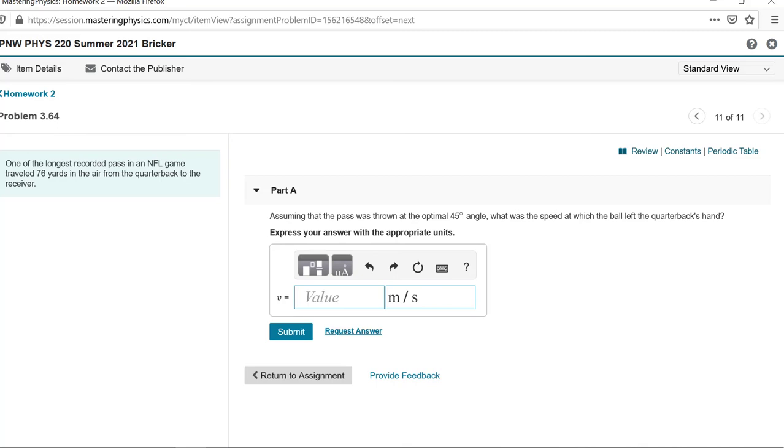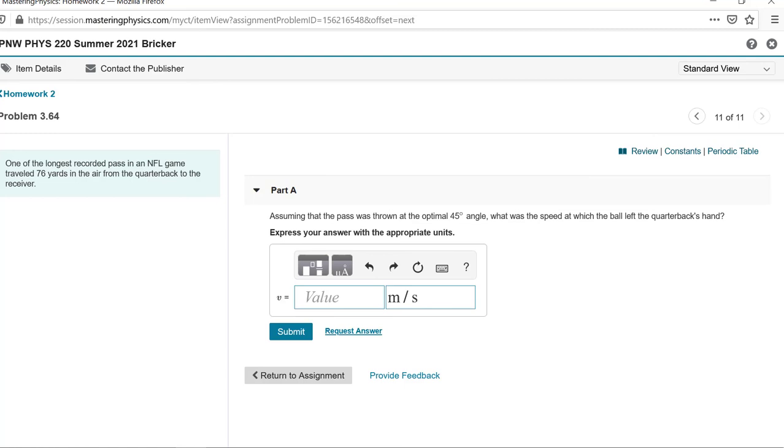Okay, so let's see what we have here. The very last problem. One of the longest recorded passes in an NFL game traveled 76 yards. Yards are perfectly good, but you're going to need to convert that into meters. Assuming that the pass was thrown at an angle of 45 degrees, what was the speed at which the ball left the quarterback's hand? Okay, so you can use the range equation for this. You're given 45 degrees. You're given the range, 76 yards. You'll need to convert that to meters. And it's on Earth, so you know g is 9.8 meters per second squared.